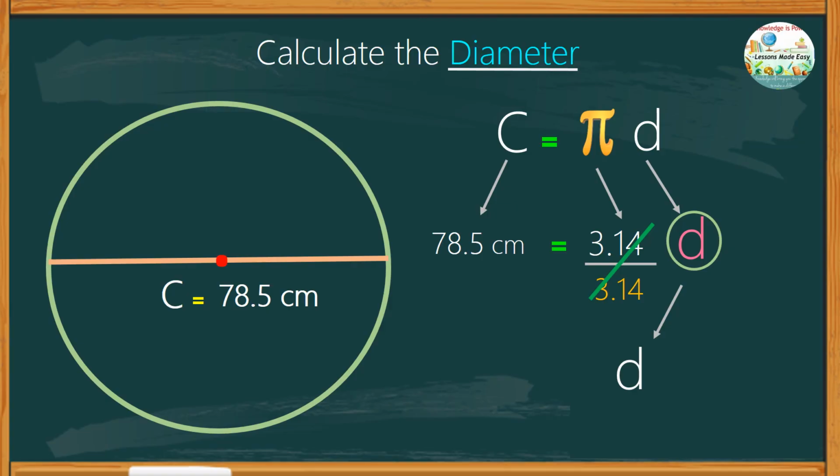Because we divide 3.14 on one side of the equation, we must also do the same on the other side. So divide the circumference by 3.14, and whatever the quotient is our diameter. So divide 78.5 by 3.14, we get a quotient of 25. So our diameter is 25 centimeters.